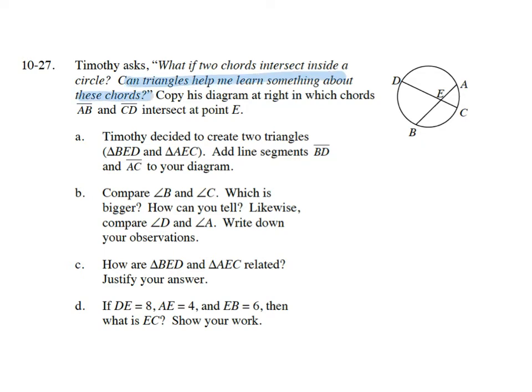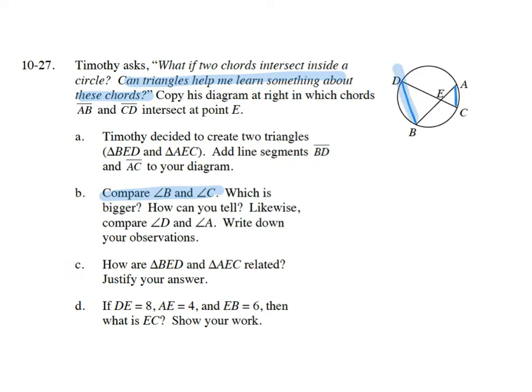So I have two chords that meet at the point E here, and then my dear friend Timothy decides to create two triangles. So we did the same. We went and added segments into the diagram. Part B says compare angles B and angle C. Which is bigger? How can you tell?